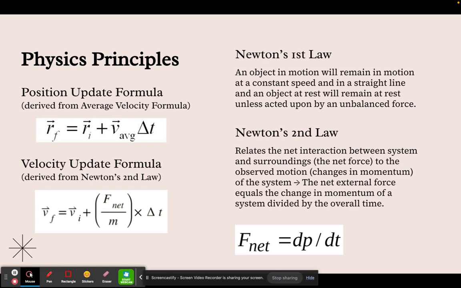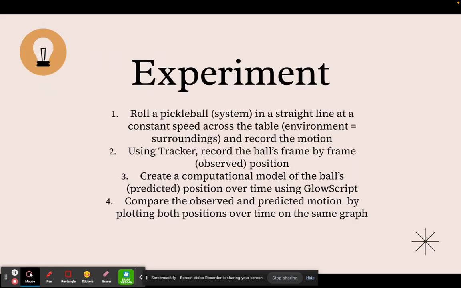Here, the formulas relevant to this lab, specifically Newton's second law and the derived formulas, are shown below. These will be used in the computational model to predict the position and velocity of the object as a function of time. Here is a description of my procedure during this experiment.